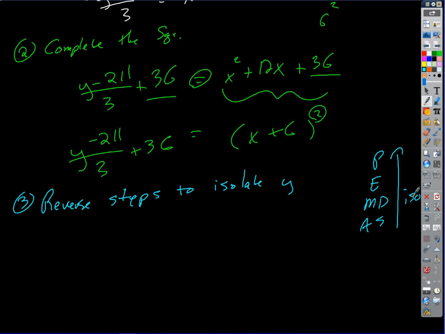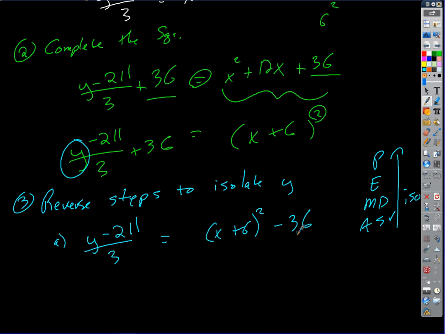Okay. So what are the things we're going to do in order then to get that y by itself? That's our goal. So the first step is add or subtract. What are we going to add or subtract to both sides? Subtract 36. The very last step that we did in step 2 is going to be the first thing that we undo in step 3, isn't it? Right? So we subtract 36. So if we do that, we get y minus 211 divided by 3 equals x plus 6 squared minus 36.